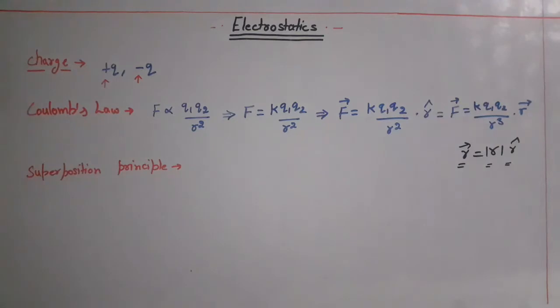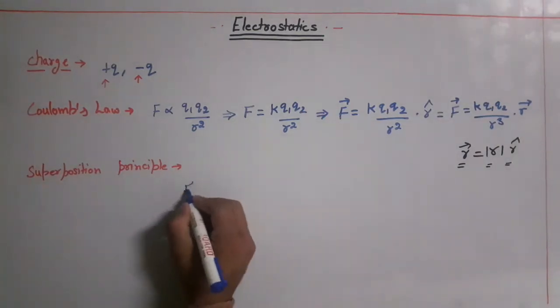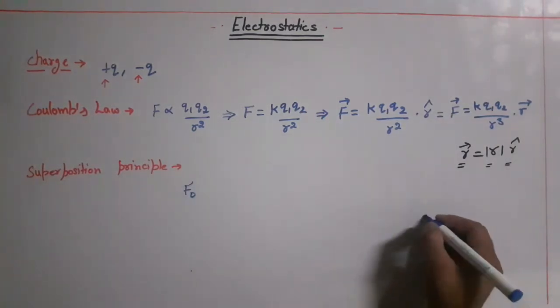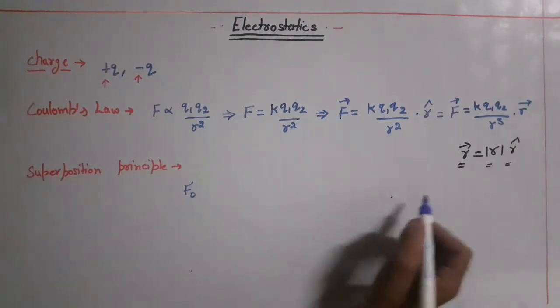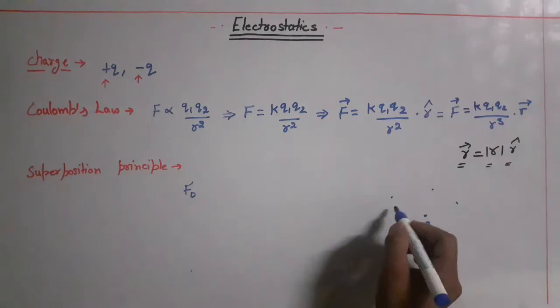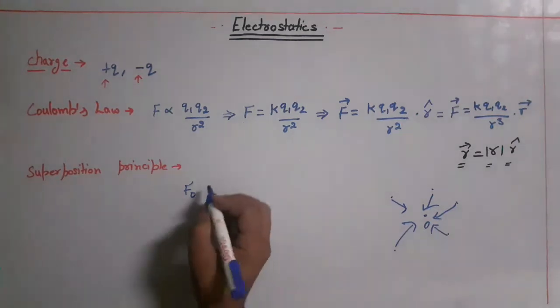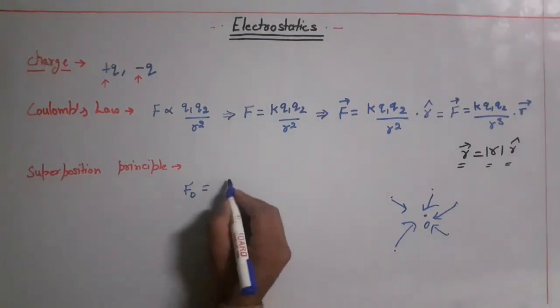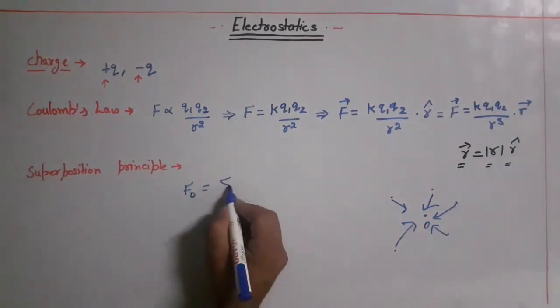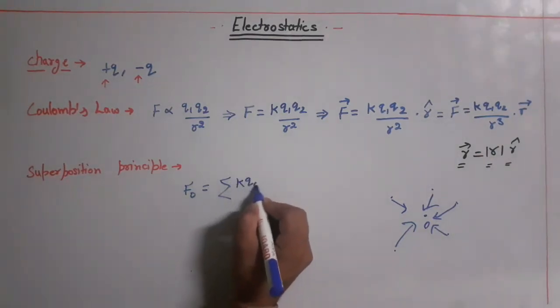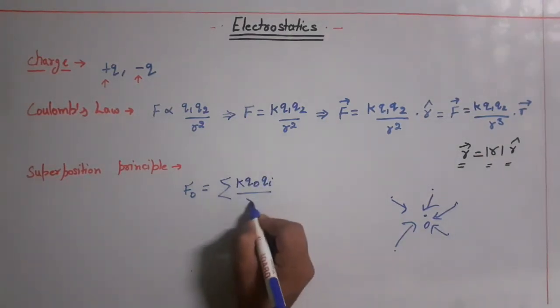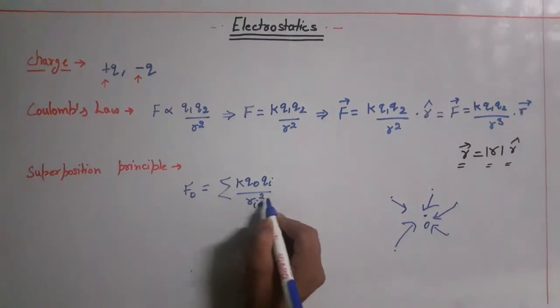So if we write this force for multiple charges and we want to find out the force on the zeroth particle, assume this is the zeroth particle and these are all other charges. They all apply force on this zeroth charge. So what will become the total force on the zeroth charge? It will become the summation of K Q naught Q I divided by R I naught whole square.